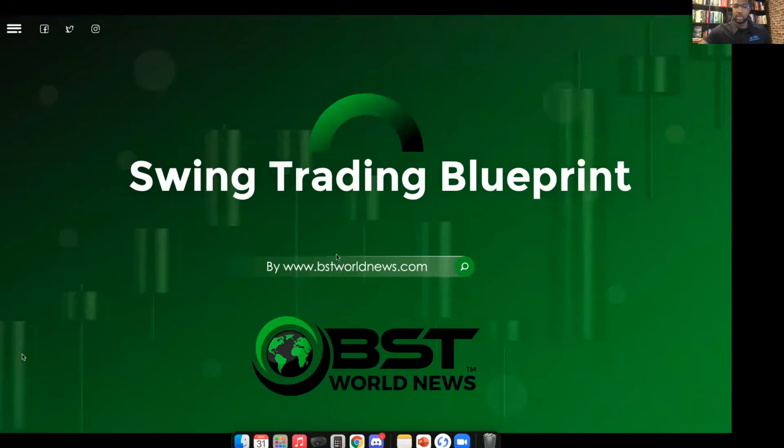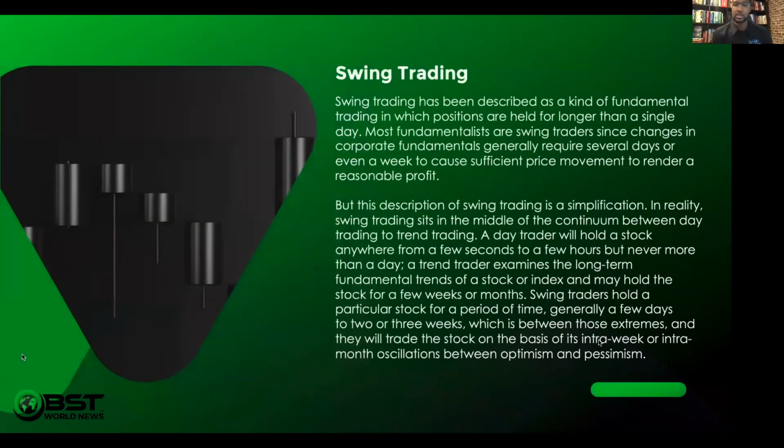Swing Trading Blueprint. Swing trading has been described as a kind of fundamental trading in which positions are held for longer than a single day. Most fundamentalists are swing traders since changes in corporate fundamentals generally require several days or even a week to cause sufficient price movement to render a reasonable profit.